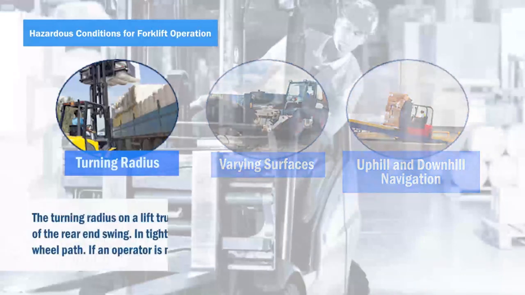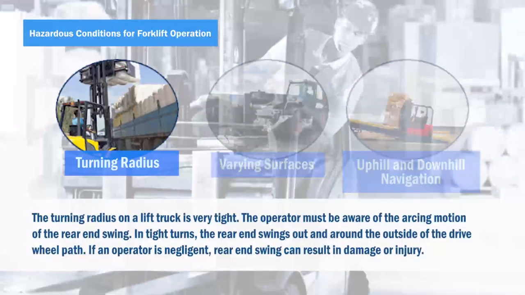Turning radius. The turning radius on a lift truck is very tight. The operator must be aware of the arcing motion of the rear end swing. In tight turns, the rear end swings out and around the outside of the drive wheel path. If an operator is negligent, rear end swing can result in damage or injury.